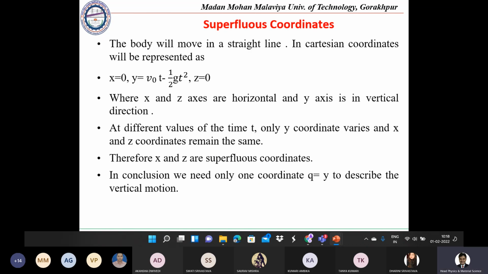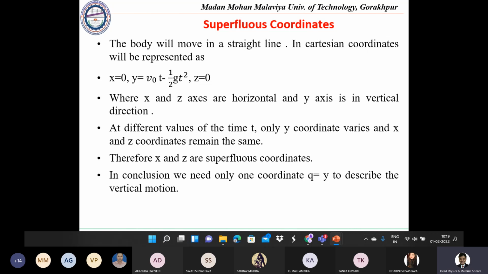So what you are seeing here, usually if we are talking about the motion of a particular particle, then we used to say that in space there will be 3 coordinates or 3 degrees of freedom for its motion. But if you are talking about the vertical motion specifically here, then x and z remain constant, and there will be no change in that. Then these will be just the redundant or superfluous coordinates. Only one coordinate will be sufficient to give its position at different times in space.